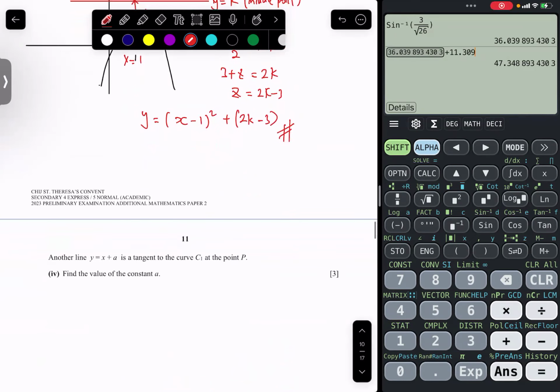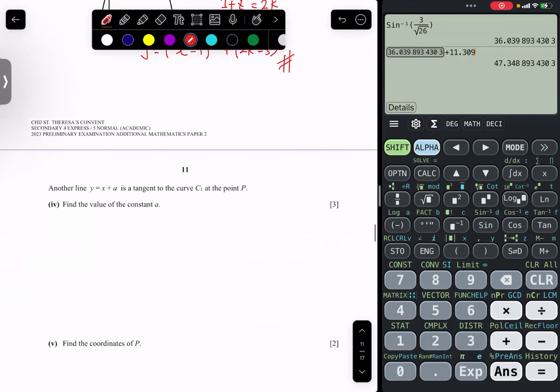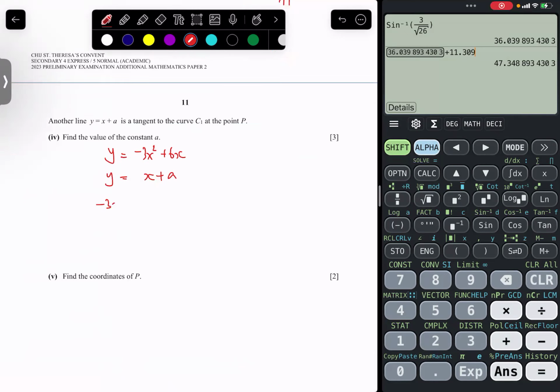Okay, tangent to the curve. The curve is y equals negative 3x squared plus 6x, right? And another line, y equals x plus a, is a tangent. So equate the two lines: negative 3x squared plus 6x equals x plus a. Negative 3x squared plus 5x minus a equals 0.